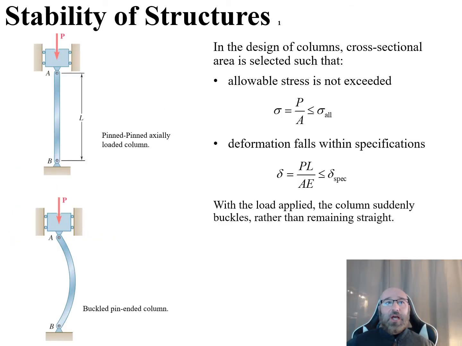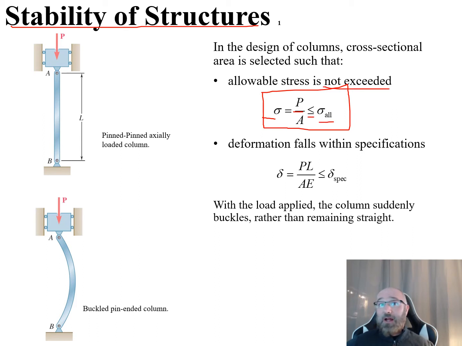So now let's take a look at the topic of the stability of structures. If we're dealing with the design of columns, the cross-sectional area is selected such that the allowable stress is not exceeded. That falls back on this equation right here. We have the fact that our normal stress is equal to our load P over area A, and this needs to be less than or equal to, or cannot exceed, our allowable stress, or sigma sub ALL.